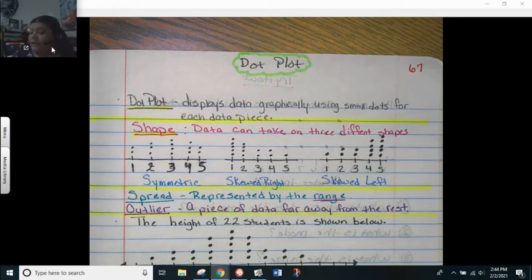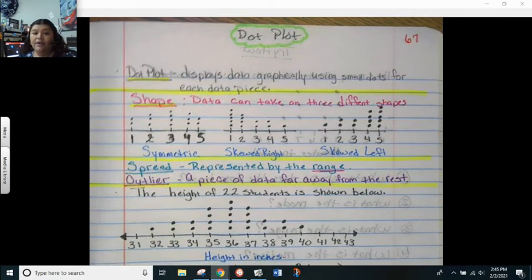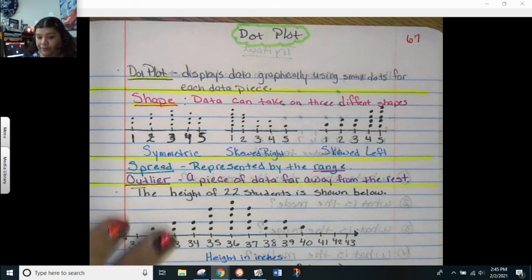Okay, and I think the problem we have with dot plots sometimes is students tend to forget that every dot represents a piece of our data. Okay, I think that's where we get issues. So go ahead and press play, press pause, and you can copy that down.